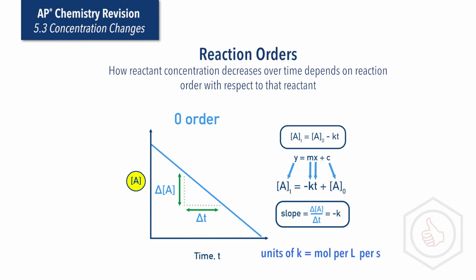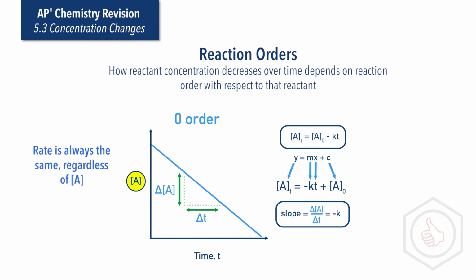This graph clearly shows us that the rate of reaction is independent of the concentration of A. Because the concentration of A is decreasing at a constant rate, this means it doesn't matter what the concentration of A is, the overall rate of reaction must be remaining constant. So, concentration of A has no impact on rate, means it must be zero order.